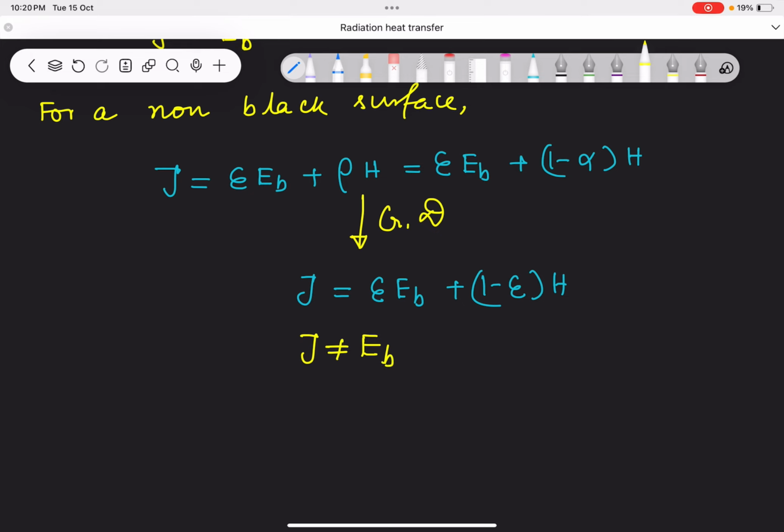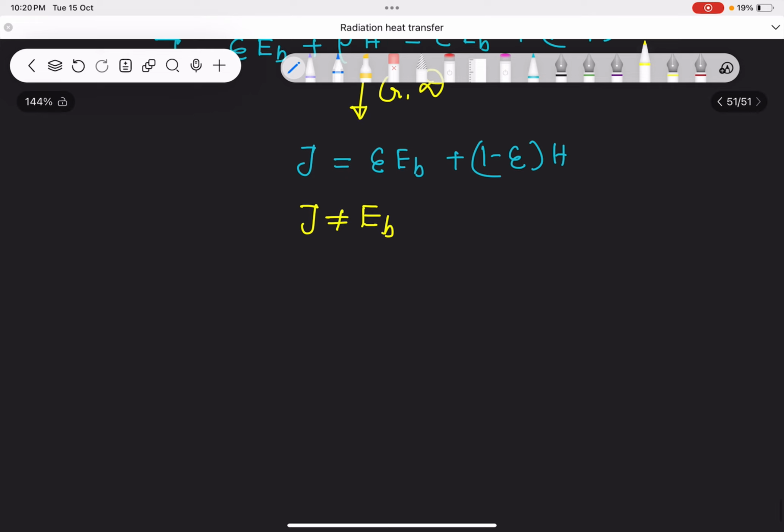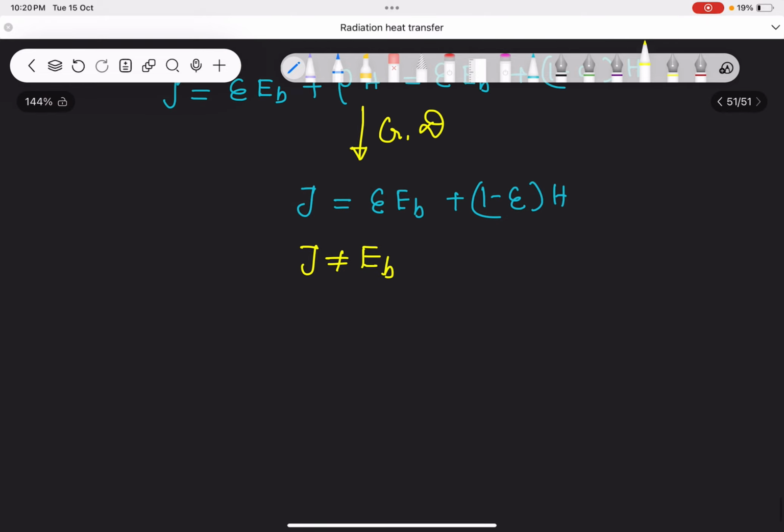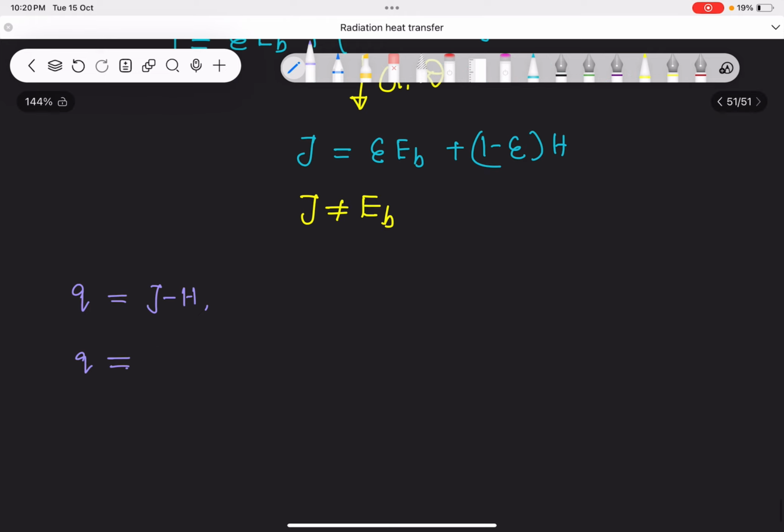There, J is at least not equal to EB, right? Okay, so now let us see another analysis. See, Q is equal to J minus H. We have this equation. Again, we can have one more equation. I have done this analysis already.